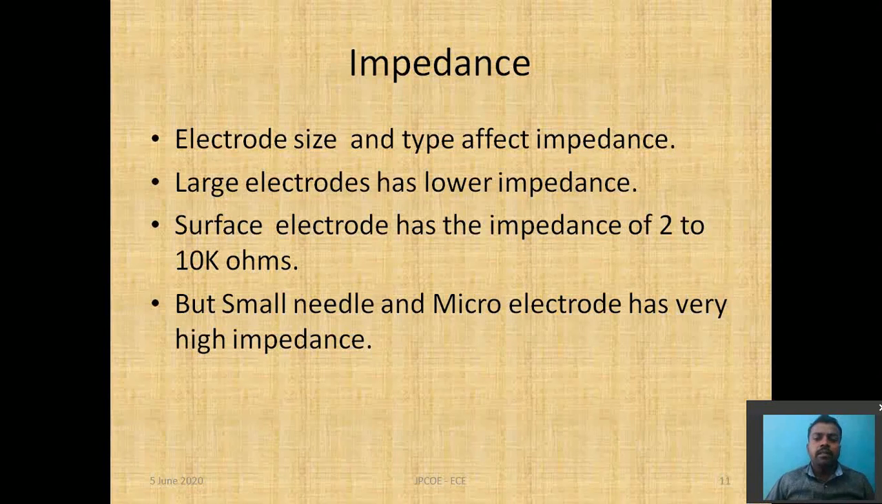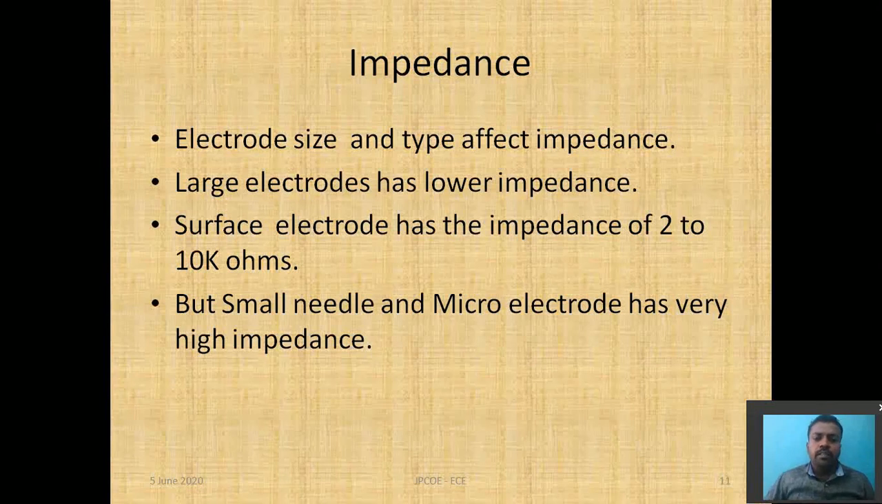We can compare this concept with a water pump. For example, if you have a very large diameter pipe, the water flows freely. If the diameter of the pipe is very small, the water flow is resisted. The same concept applies here. If the electrode size is very small, it has more resistance or impedance to current flow. Large electrodes have very low impedance, so current flows easily.